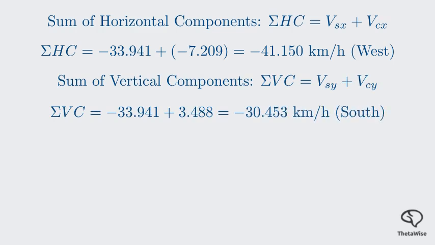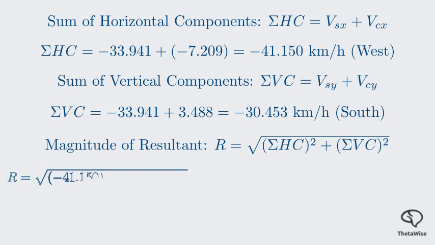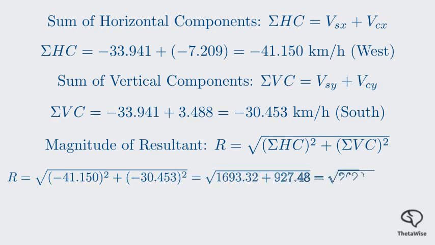Now we have our two perpendicular components for the resultant vector. We can find its magnitude using the Pythagorean theorem. The formula for the resultant magnitude, R, is the square root of the sum of the squares of the horizontal and vertical components. This formula comes directly from the Pythagorean theorem. Plugging in our numbers, we get the square root of negative 41.150 squared plus negative 30.453 squared. Calculating this gives us a magnitude of 51.196 km/h.